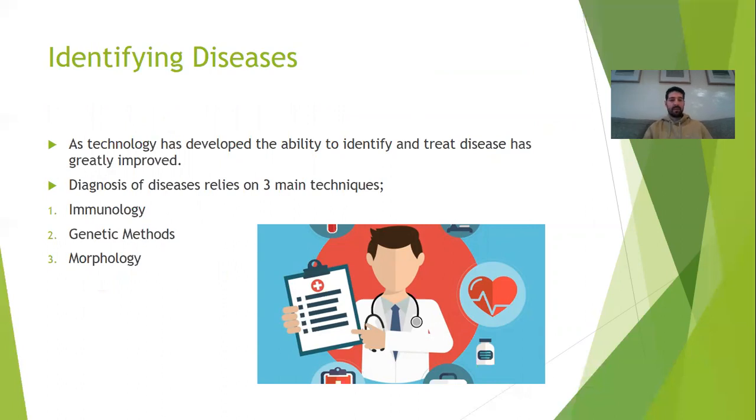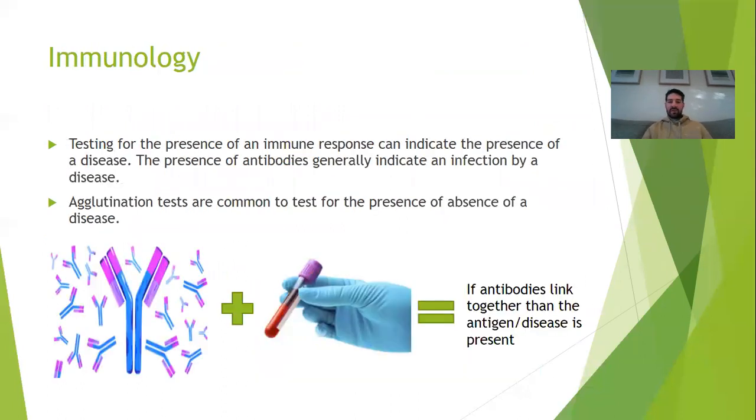Then immunology. What we actually do is we test for an immune response. If there's an immune response, it often indicates that there was an infection in the first place. We use these things called agglutination tests. Basically, we combine some antibodies that we know will be against a certain disease with a blood sample. If these antibodies start to link together, then we know that maybe the antigen or disease was present in the first place. So we're basically testing whether our body has the antigens present, or whether we've made the antibodies in the past that would help us fight off the disease.